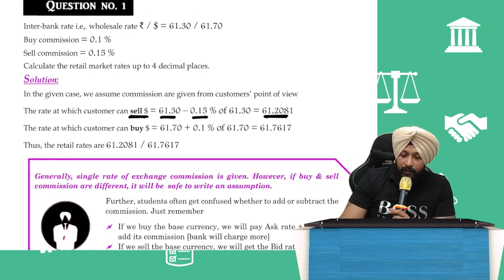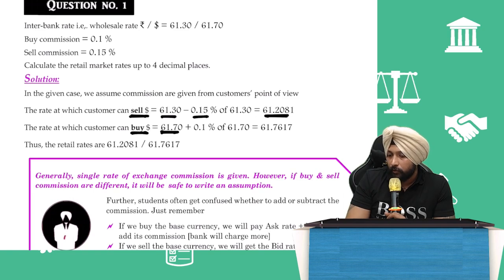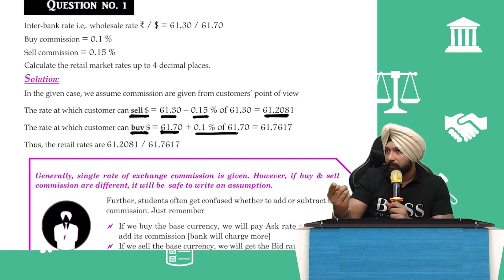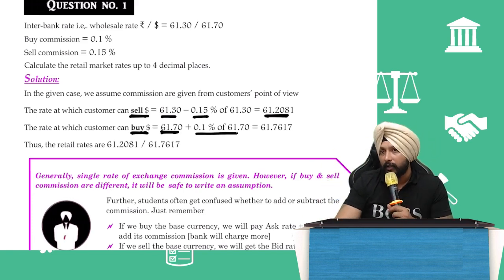The rate at which the customer can buy dollar. When you buy dollar, you take the ask rate. So we have taken 61.70 plus we added 0.1%. Why did we add it? Because when you buy, you are going to pay. The bank will take from you, plus they will add their commission to it. That is why you are adding commission.